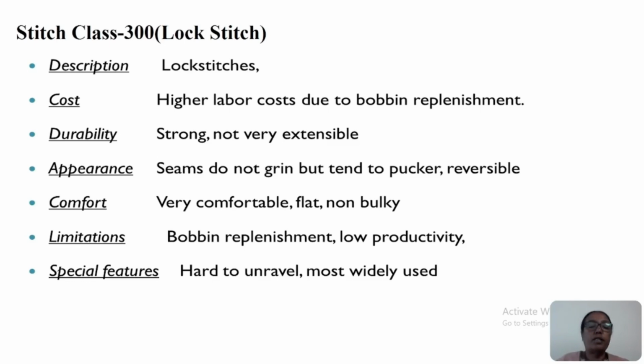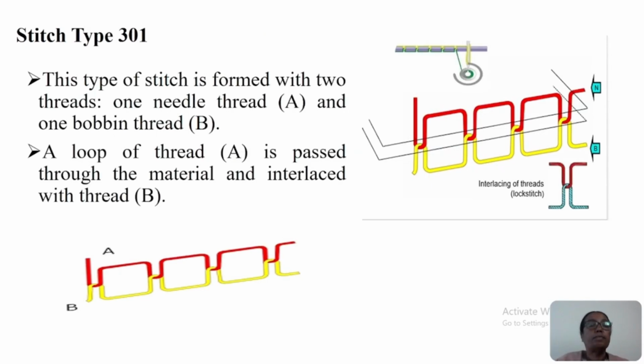Because when the sewer changes the bobbin, maybe the bobbin thread has already finished, at that time the sewer changes the bobbin, so it takes time. In case of that, low productivity happens. A special feature is hard to unravel, most widely used. A special feature of this lock stitch is that it is hard to unravel and mostly widely used, or it is versatile.